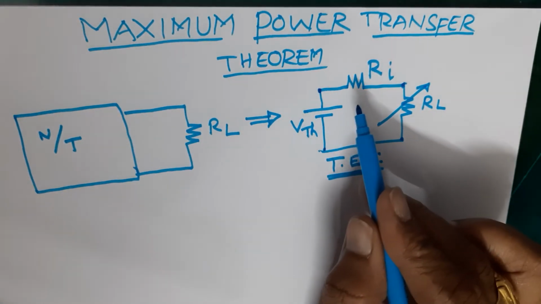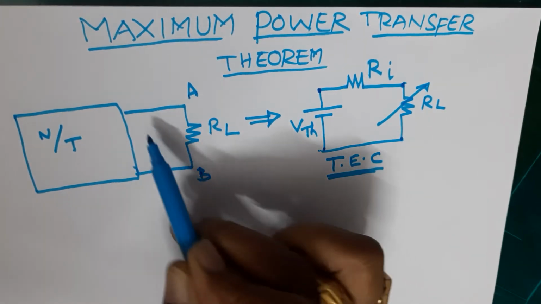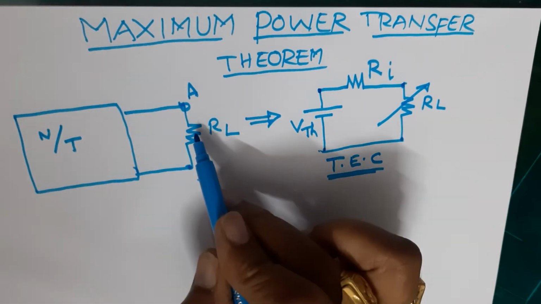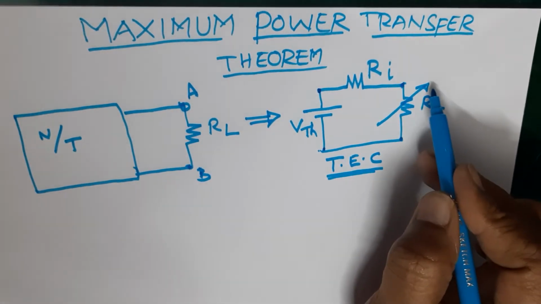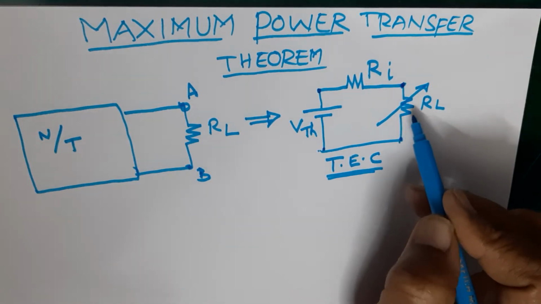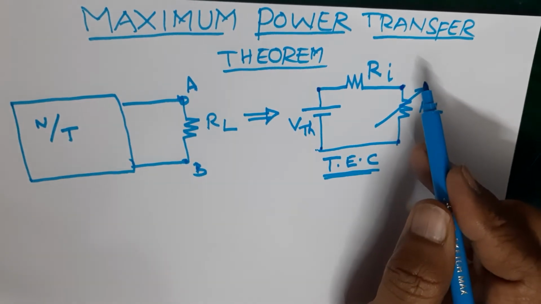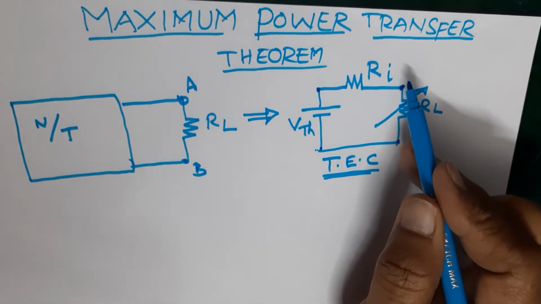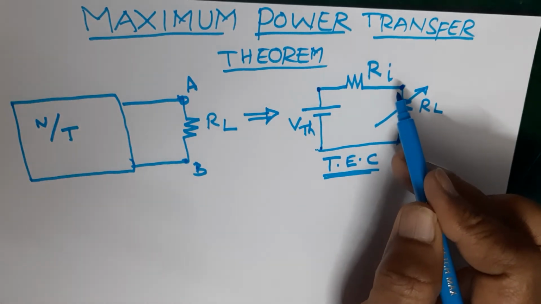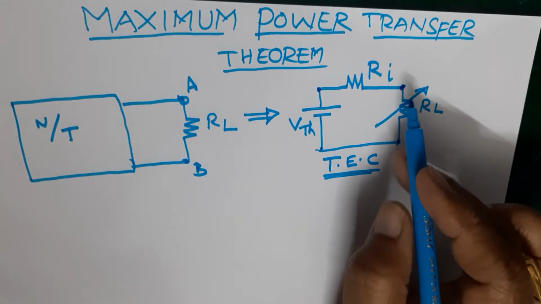What is maximum power transfer theorem? Maximum power transfer theorem states that the power delivered from source to the load is maximum when the load resistance is equal to the internal resistance of the network. The internal resistance can be obtained by either Thevenin's theorem or Norton's theorem, in the same way the internal resistance is calculated.